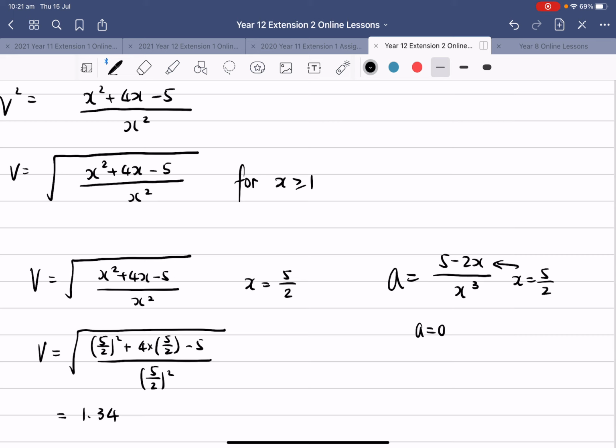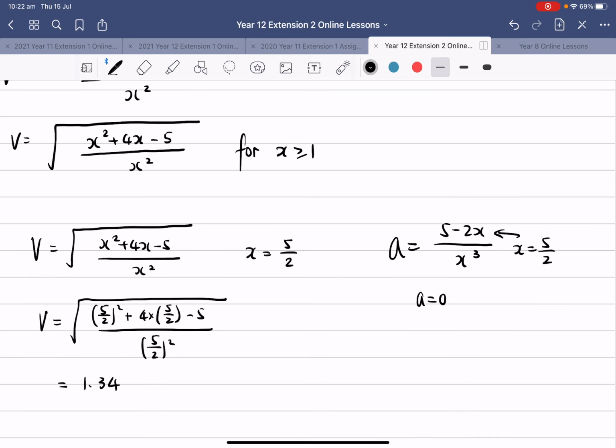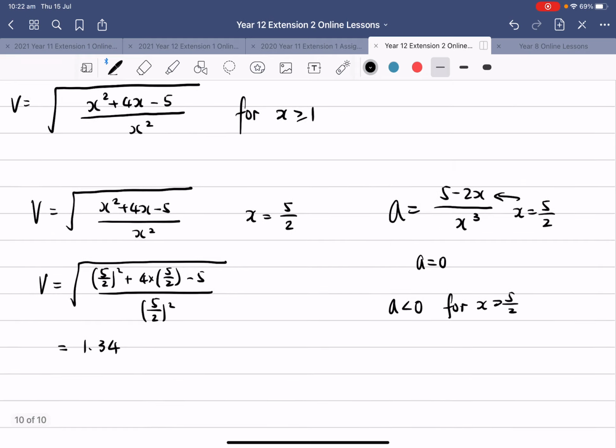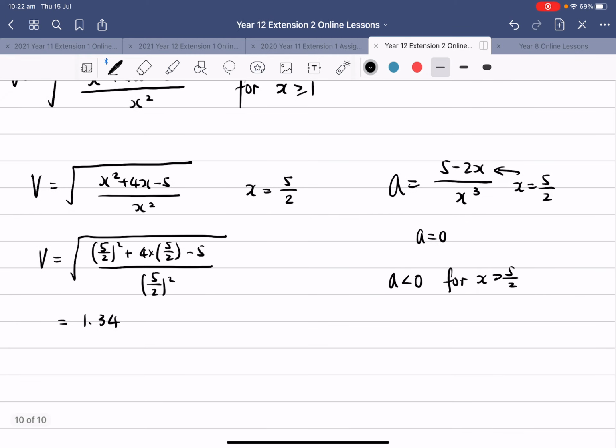So what that means is the particle is initially accelerating. However, when x is equal to 5 on 2, the acceleration becomes 0. And then when x is greater than 5 on 2, I'm pretty sure the acceleration becomes negative, which means the particle is actually slowing down. And if the particle keeps slowing down, the velocity is going to slow down as well, and the velocity is going to approach a certain value.